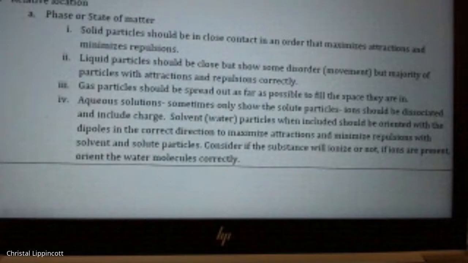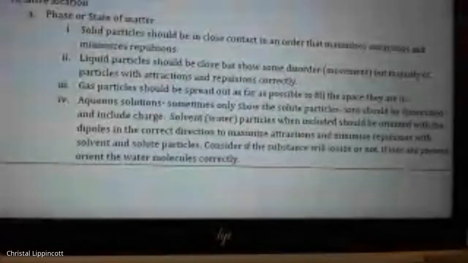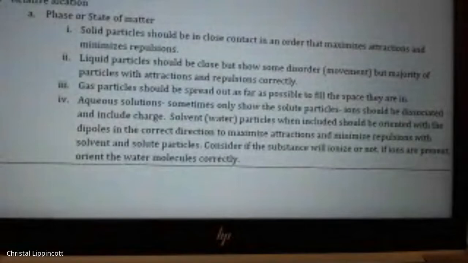Again, gas particles are going to be spread out as far as they can, and then aqueous, a lot of times they will show just the solute particles, the ions that are dissociated, and leave the water particles out. If they do have water particles, those will or should be oriented properly so that the dipoles are the correct direction. So the hydrogen end of the water will be attracted to the negative ion, and then the oxygen end of the water will be attracted to the positive ion.